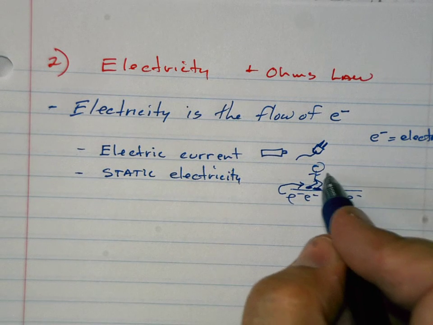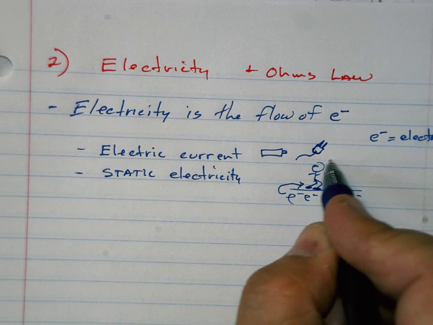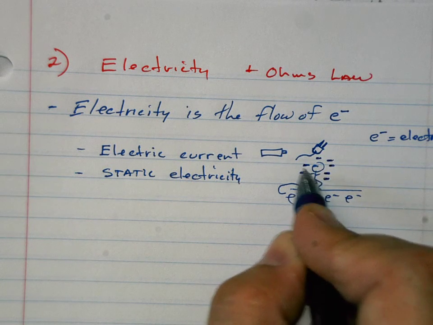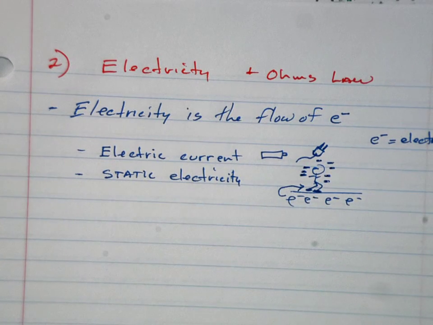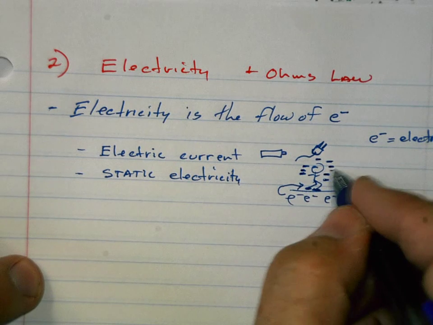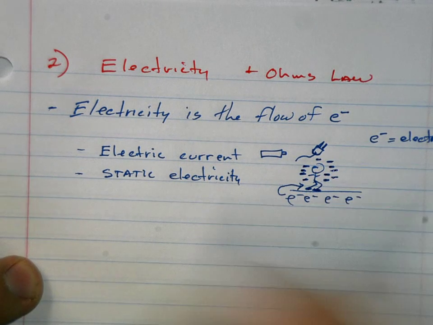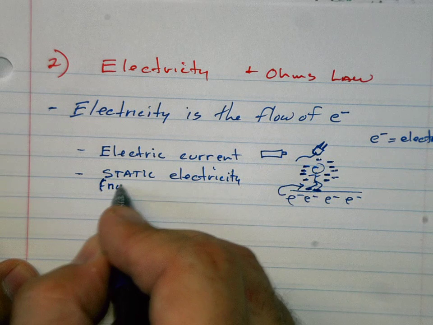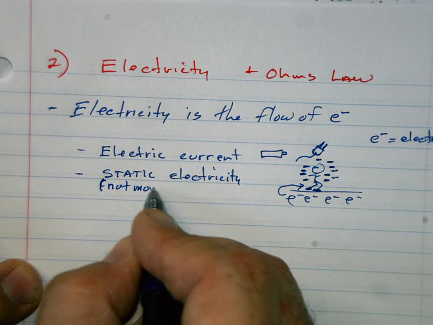And now you start to build up a negative charge because you're scraping more and more electrons on you. These electrons, once they're on you, they're not going anywhere. And that's the static part. The term static means not moving, in case you weren't sure about that. Not moving.